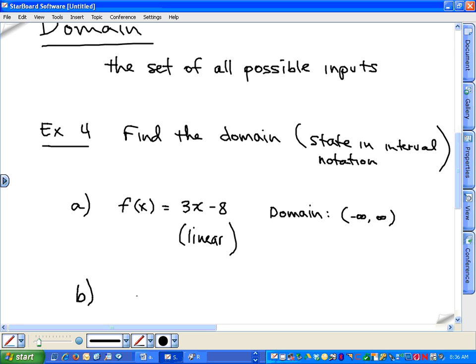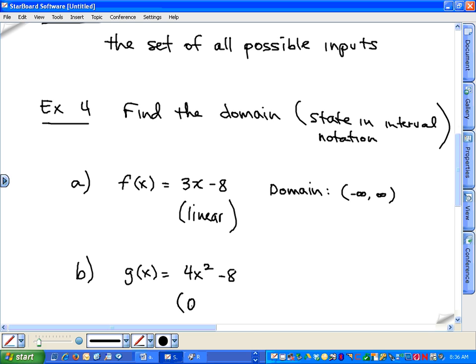What about quadratic? Let's do g of x equals 4x squared minus 8. This is quadratic. Consider what happens to x once you plug some random number into it. If I plugged any random number into x, what's the first thing that happens to it? It gets squared. So now think, are there certain numbers that you cannot square? Can you square positive numbers? Can you square negative numbers? Can you square fractions, decimals? Are there any numbers that you can't raise to a second power? So what do we say the domain here is? For quadratic functions, what's the domain always going to be? All real numbers. For quadratic functions, the domain is all real numbers.